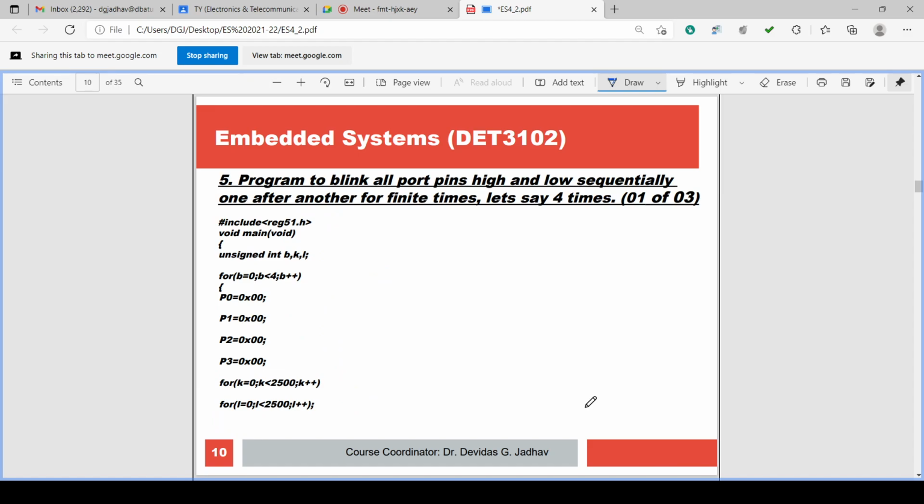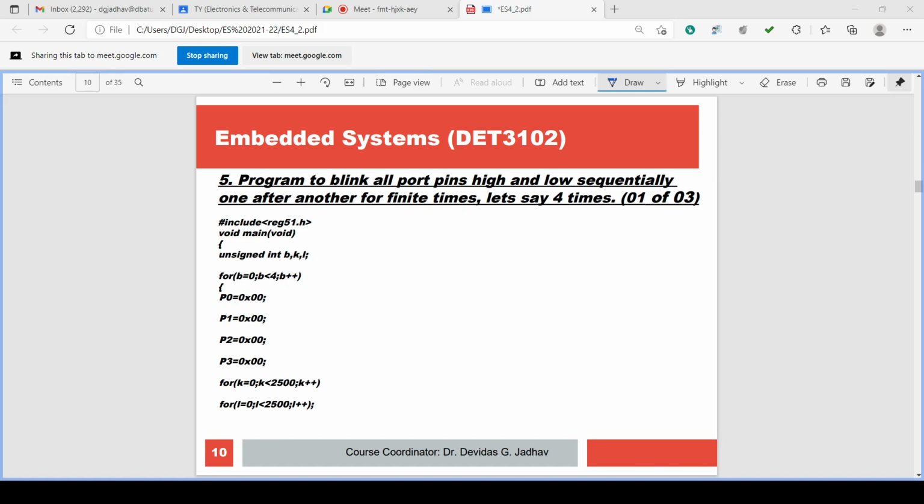Then let us check the next program. Again it is regarding the blinking of the port pins, high and low, sequentially, one after another, but for finite times, not infinite times. How many times? Let us say 4 times.